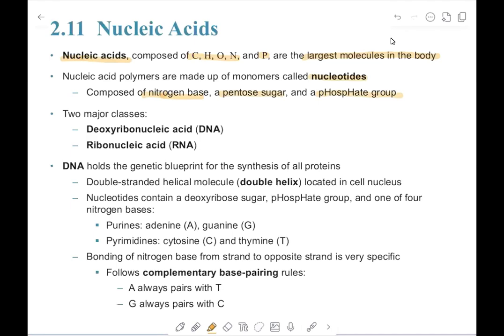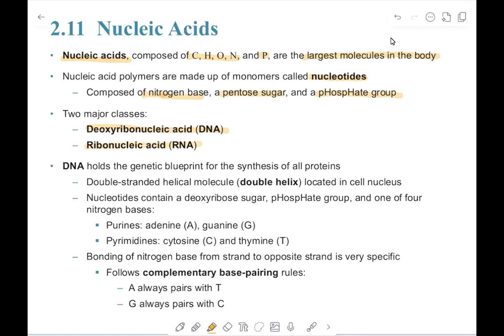And included in this are also ATP, ADP, and AMP. So the two largest nucleic acids are deoxyribonucleic acid, DNA, and ribonucleic acid.